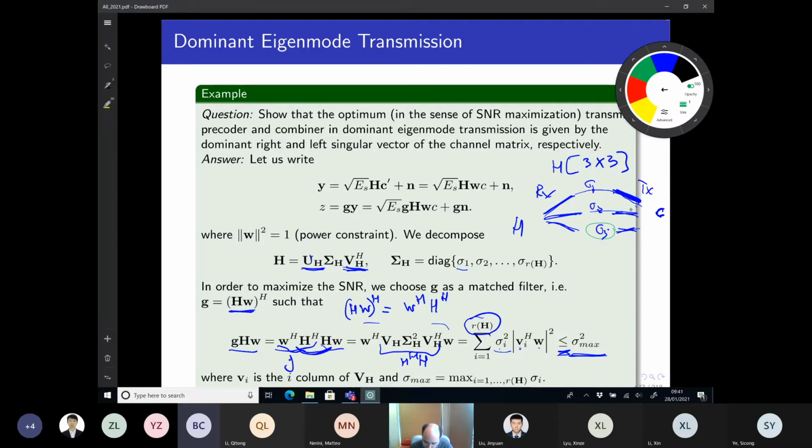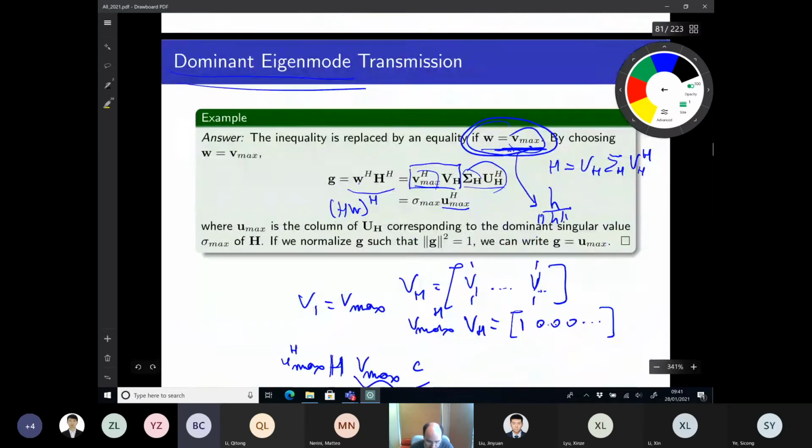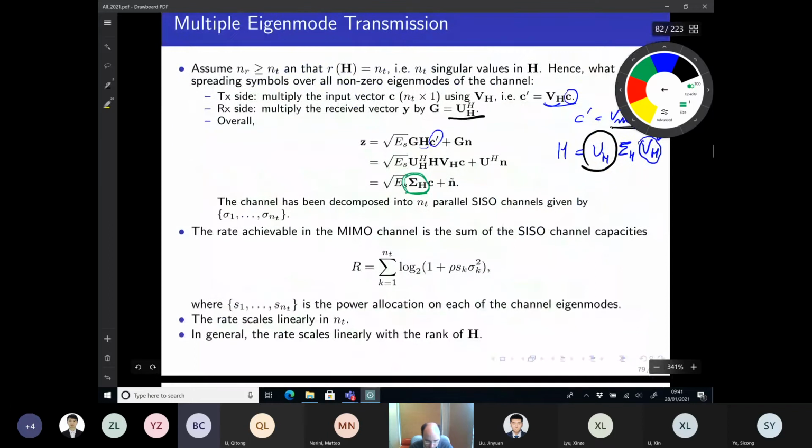So the number of streams that you can transmit will be at most equal to the rank of that channel matrix H, right? So if you have NR receive antennas and NT transmit antennas, what's the maximum rank that you can have? Well, the rank of H will typically be equal to the minimum between the number of transmit and the number of receive antennas. It could be lower than that, right? So it will be at most equal to the minimum between the number of transmit and the number of receive antennas.